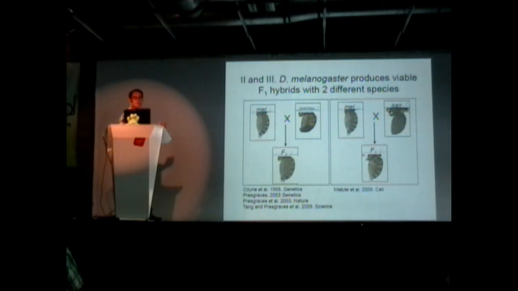Melanogaster and simulans diverged about 5 million years ago. A particular advantage here is that I can use this to calculate the respective numbers of incompatibilities, and also, given that there are different divergence times.